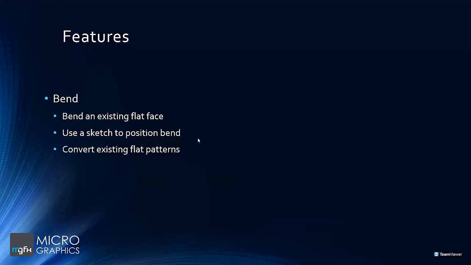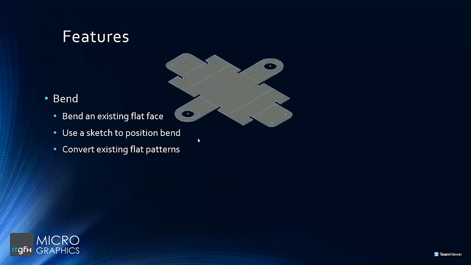Another feature to highlight is the bend feature. This is very useful. This can be used to add a bend across a component by specifying the position of the bend with a sketch line. This is especially useful for converting legacy flat patterns into 3D models for use in new designs.